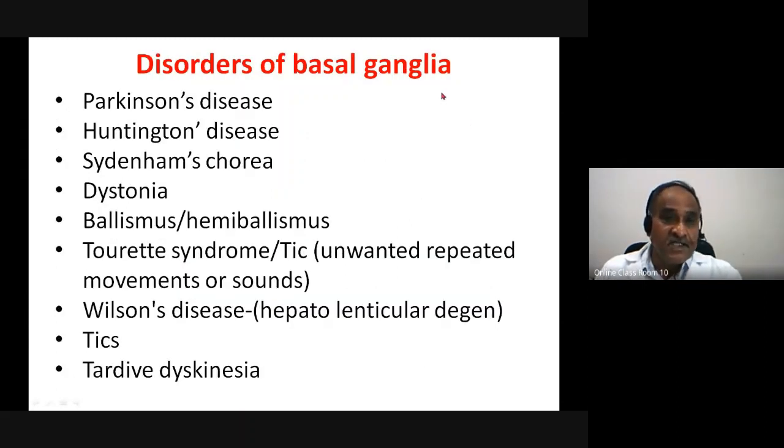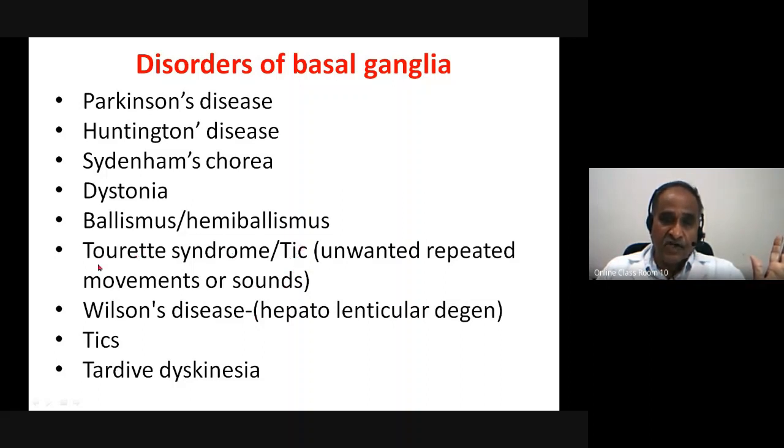I just list here the disorders of basal ganglia. One is Parkinson's disease. It's one of the important things from your examination point of view. Then comes Huntington's disease. Then we have Sydenham's chorea. Then we have dystonia. Then we have ballismus or hemiballismus. It is because of the subthalamic involvement. Then we have Tourette syndrome or tics, unwanted repeated movements or sounds.